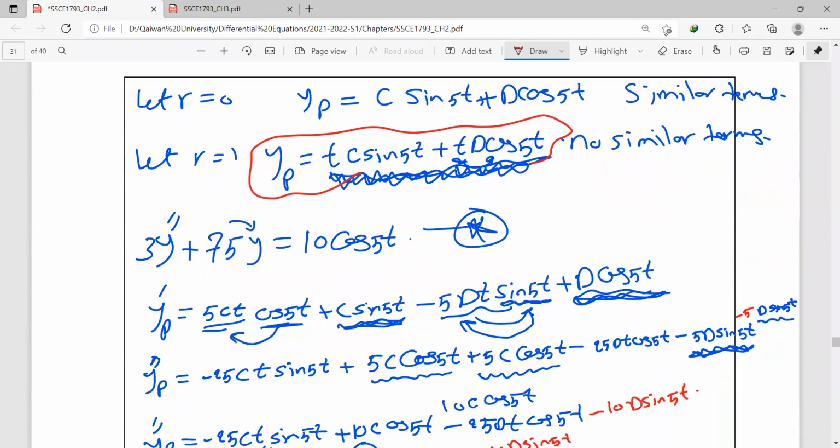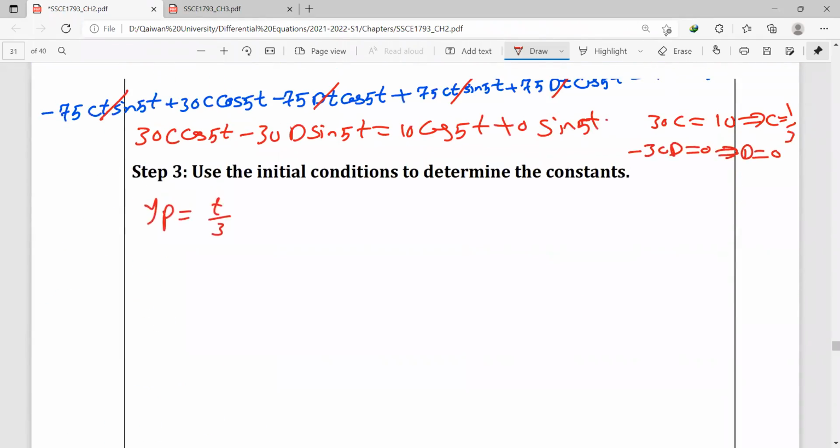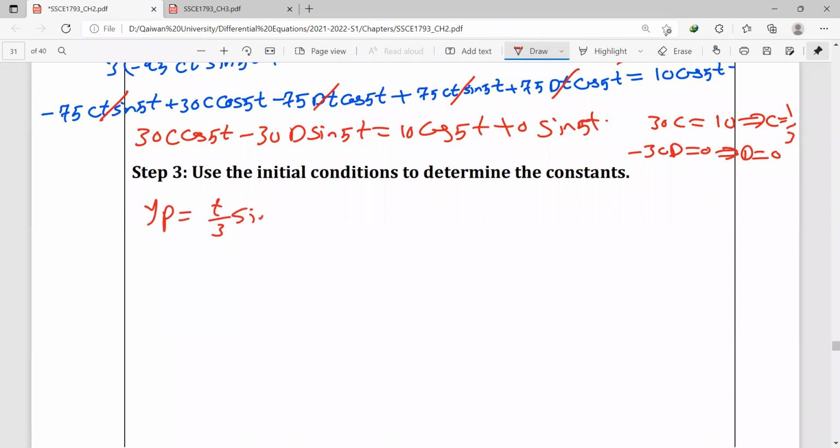What's that? It's sine 5t, here 3 sine. This is the particular solution. Okay? Now you have the particular solution. Then we say the solution y of t equals what? y of t equals yh plus yp.